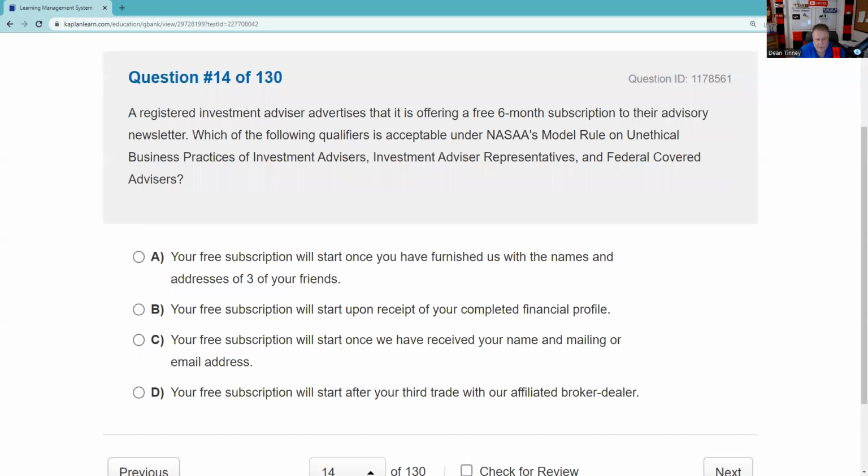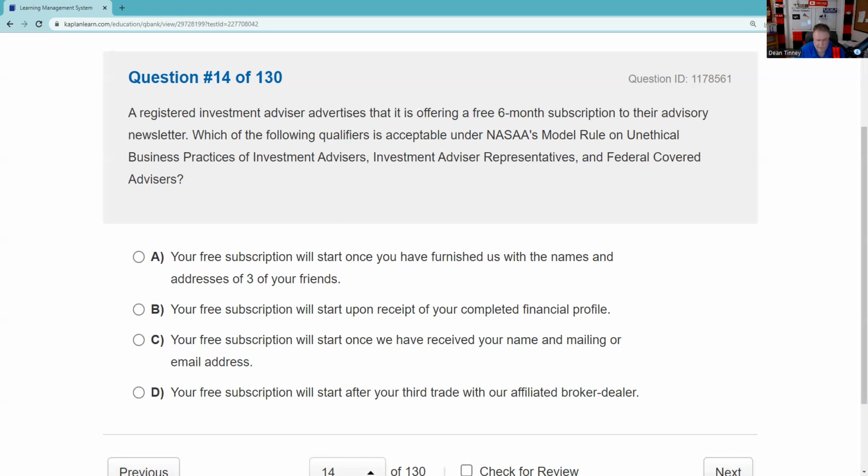Which of the following qualifiers is acceptable under NASAA, North American Securities Administrators Association's model rule on unethical business practices of investment advisors, investment advisor reps, and federally covered advisors? Your free subscription will start once you have furnished us with names, addresses, and 3-year returns. You're not allowed to not make good on a free offer, at no cost or obligation. If you offer something to somebody at no cost or obligation, it has indeed to be at no cost or obligation. So which of the following qualifiers is acceptable?